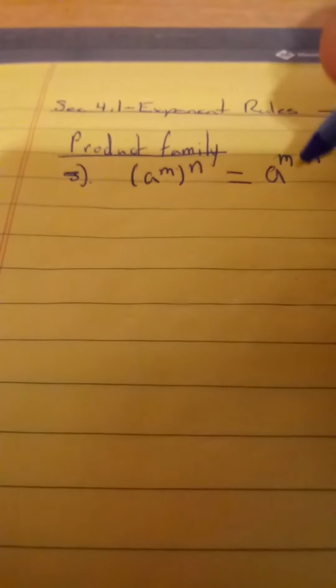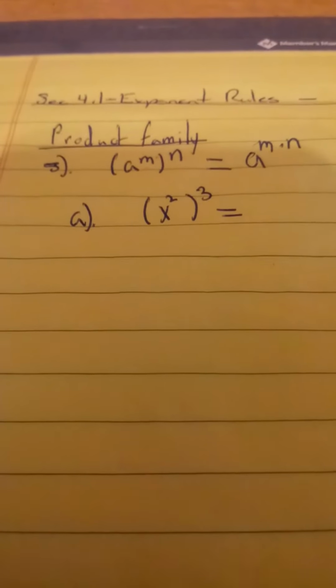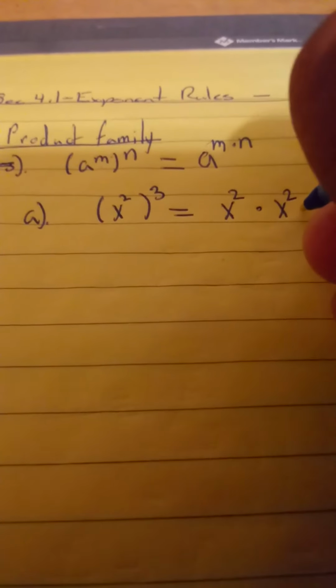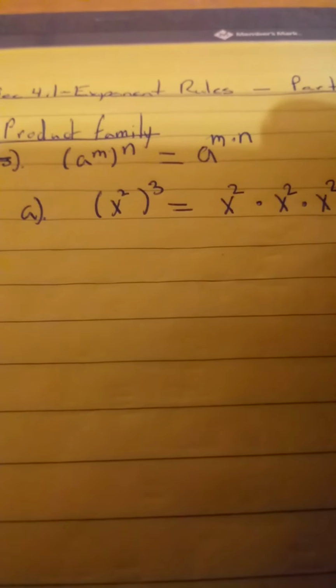So they're giving you a couple of examples here. The first example, in letter A, you have x raised to the second, this raised to the third power. Now, why do we have this rule? Well, it is a shorthand form of what we would consider the traditional method. If we were to do the traditional method, x raised to the second raised to the third, we would have to rewrite this as x raised to the second times x raised to the second times x raised to the second.